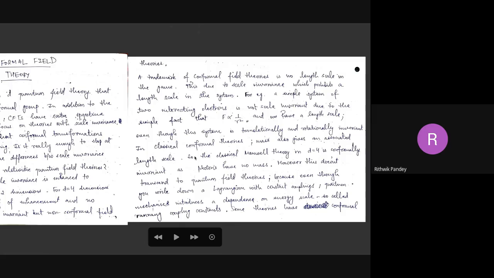An example of a classical conformal field theory is Maxwell theory in d equal to 4 dimensions, because photons have no mass. However, if a field theory is classically conformally invariant, we can't just hope to quantize it and say that it is also conformally invariant in a quantum sense. Even though we can write down a Lagrangian with constant couplings, quantum mechanics introduces a dependence on energy scale, which we have seen in our QFT courses, called running coupling constants. That basically has an explicit dependence on an energy scale.